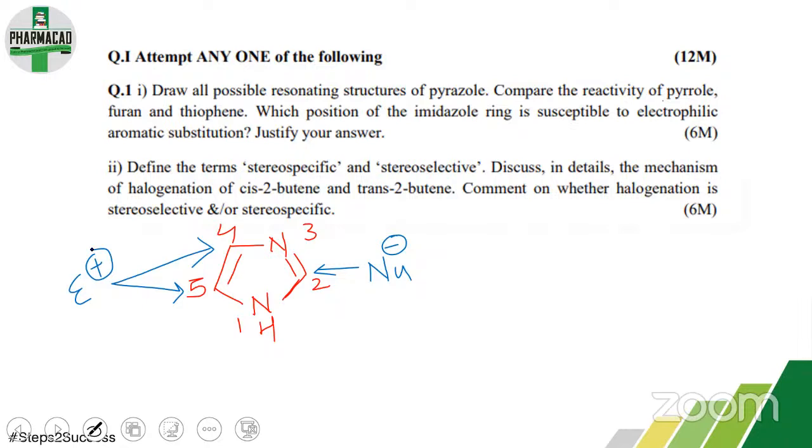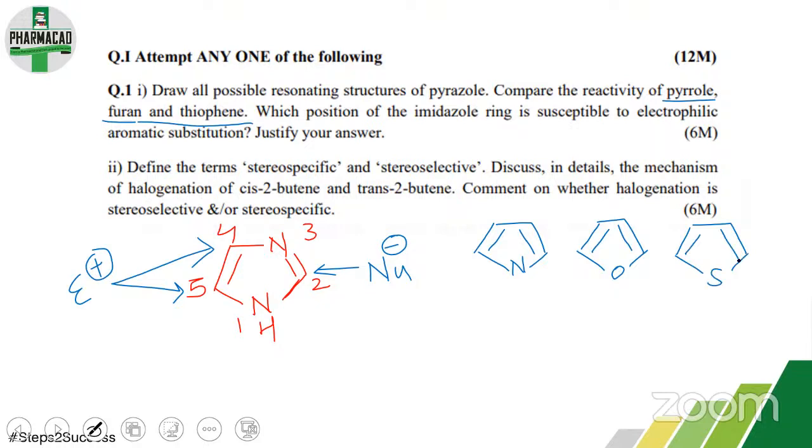After that, the reactivity order of pyrrole, furan and thiophene. Now, pyrrole is 5-membered with 1 nitrogen, furan is 5-membered with 1 oxygen, and thiophene is 5-membered with 1 sulfur. See, pyrrole has a trivalent nitrogen atom, and because of this it has electron rich carbon that is more reactive and it is less stable.